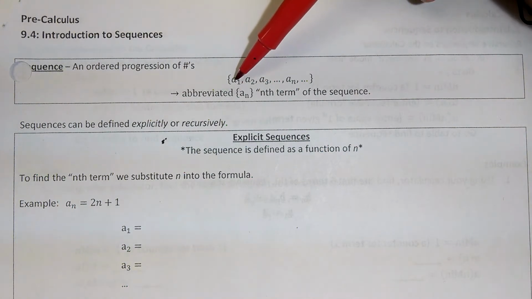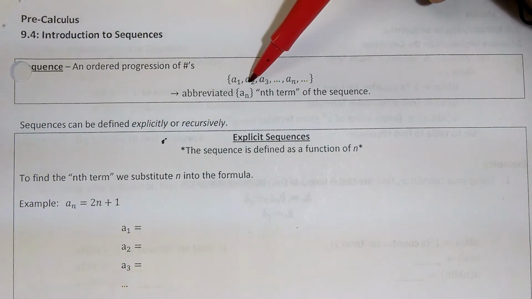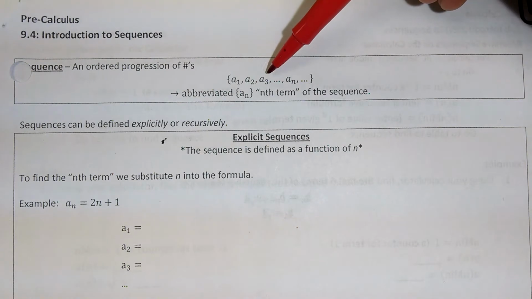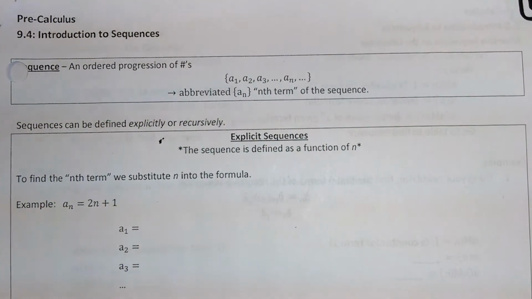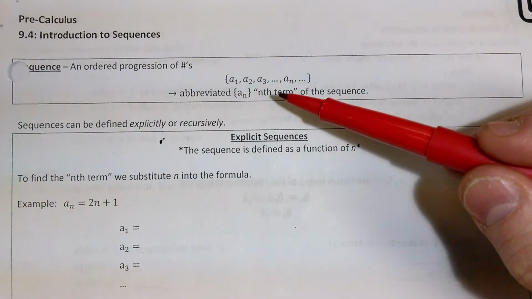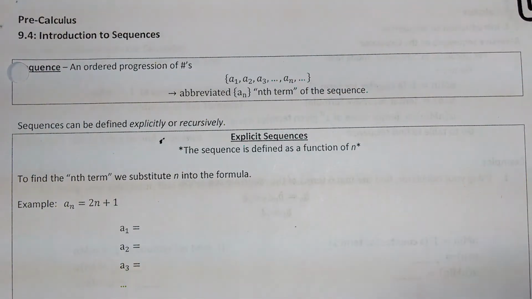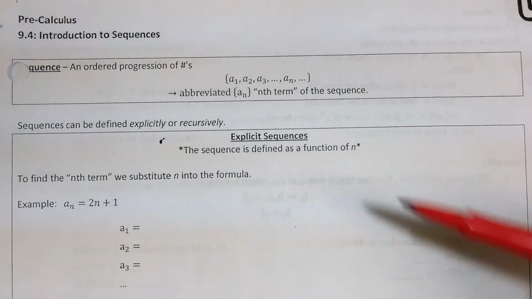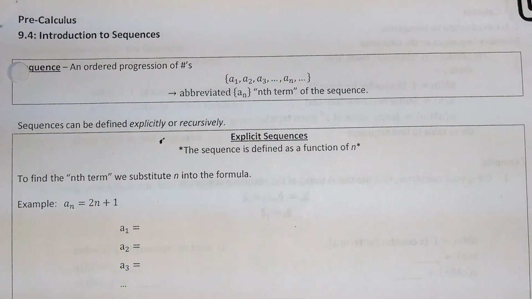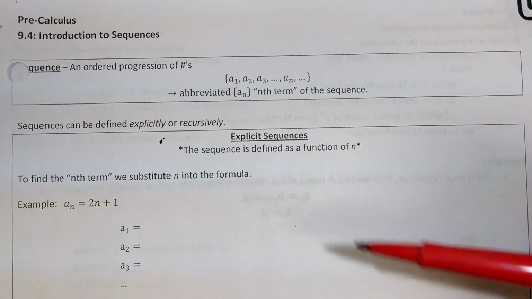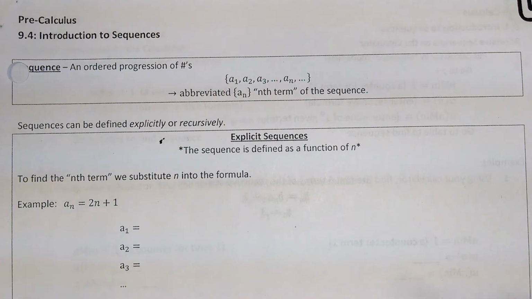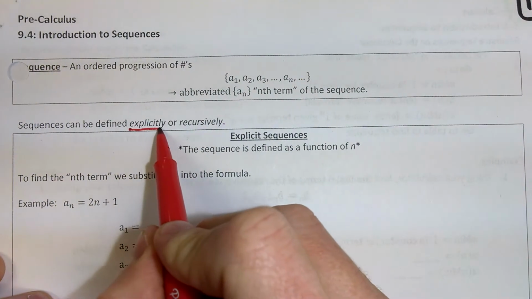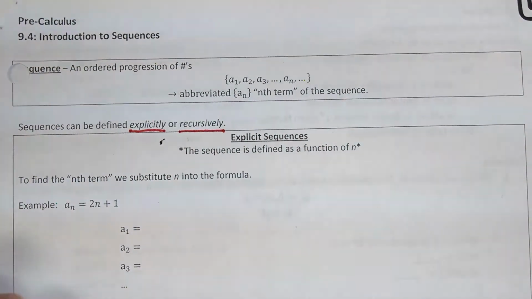So A sub 1 is the first term, A sub 2 is the second, A sub 3 is the third, and so on. So our 100th term or our nth term would be A sub 100. Okay, so a list is one way to represent a sequence. We can also represent them with a table or a graph, or more commonly we'll see them represented with a formula. And there's two different ways to represent sequences with a formula: we can represent them either explicitly or recursively.